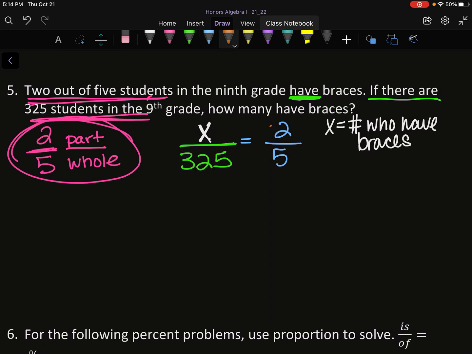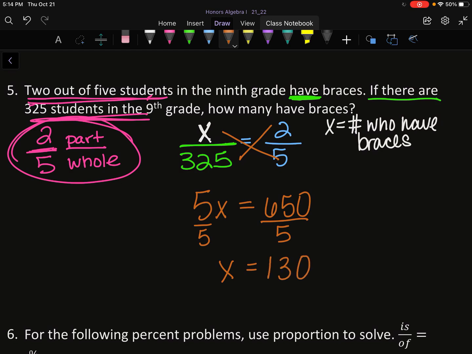We cross multiply. 5x is equal to 650. And then divide by 5. X is equal to 130. That's 130 students. Okay, so it's very important to understand part and whole.